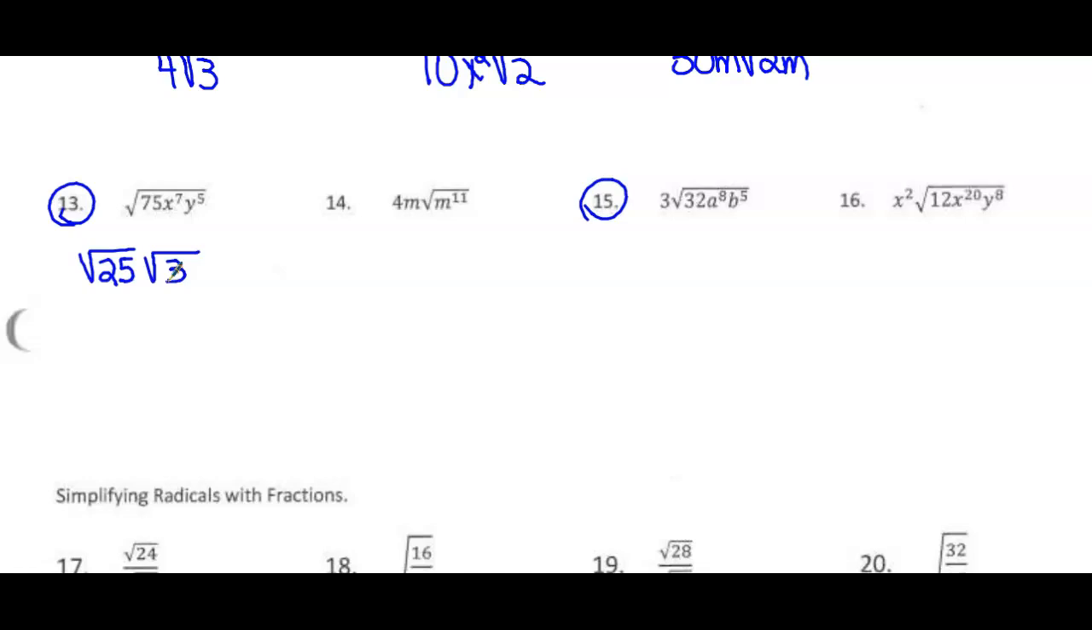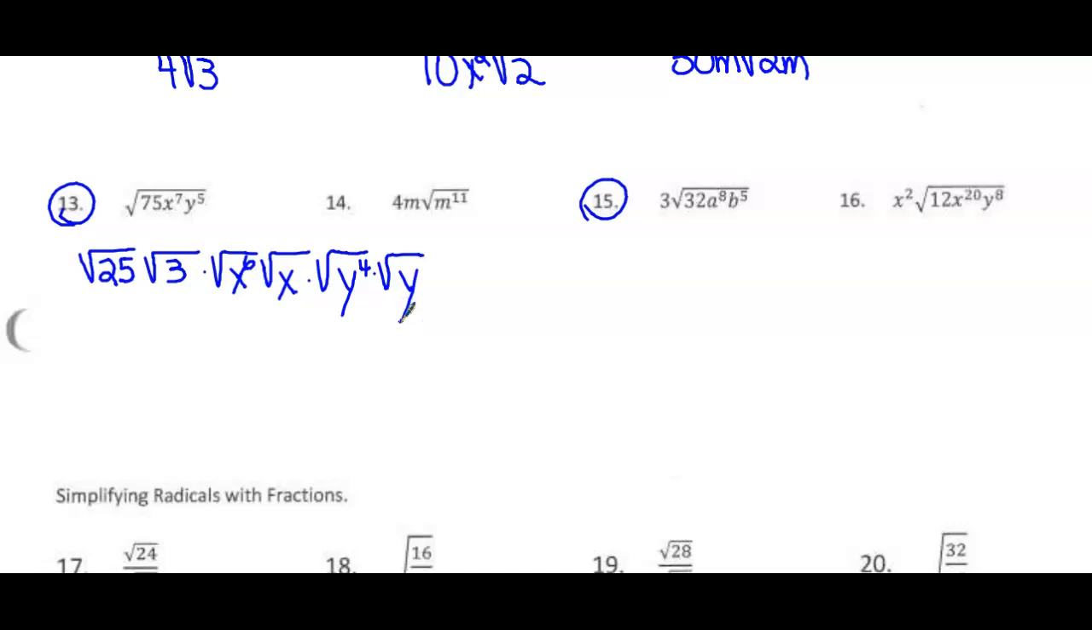Then I go to x to the 7th. Well, that's an odd power. So I have to break that down into 2 of these. Remember, when it's odd, you pick the biggest even number underneath it, which would be 6. And I just have an x here. I go on to y to the 5th. That's odd, so I have to break it down again. That'll be y to the 4th and y.